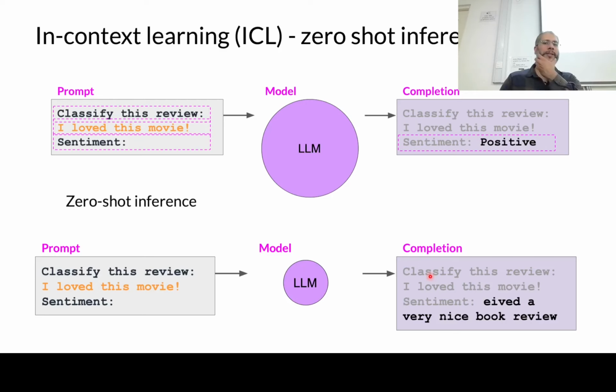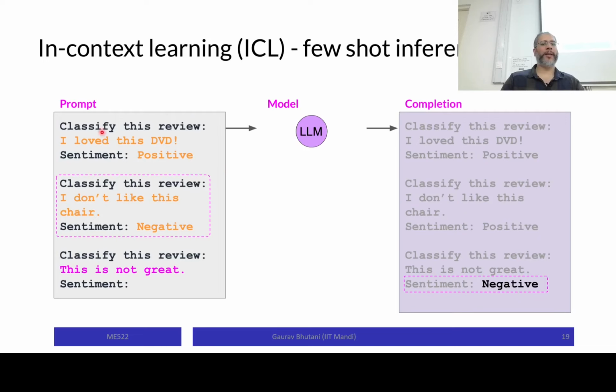Okay. So for that we use something called in context learning, where we give a few shots rather than zero shot. The prompt will be like this: classify this review, I love this DVD, sentiment positive. So I tell the LLM that this is the question and this is the answer, some examples, and then for this particular case you tell me what the sentiment is. This is basically two shots. Zero shot is I just give the question, one shot is I give one example and one question, few shots is you give a few examples and then the question.